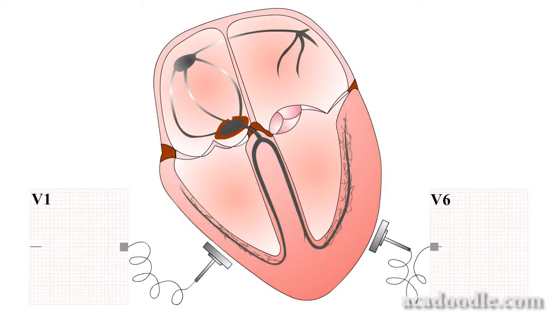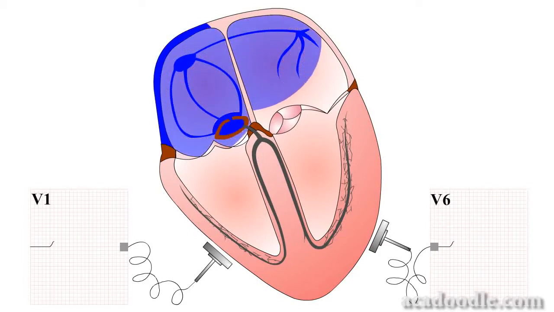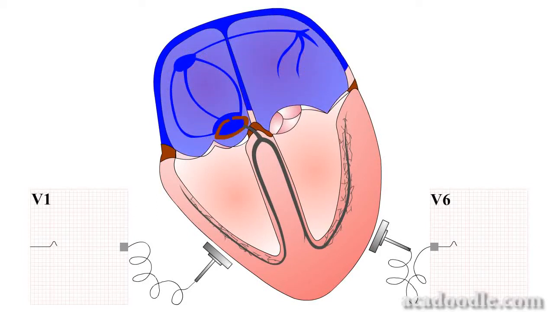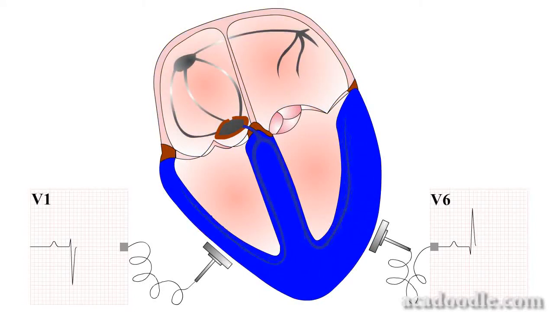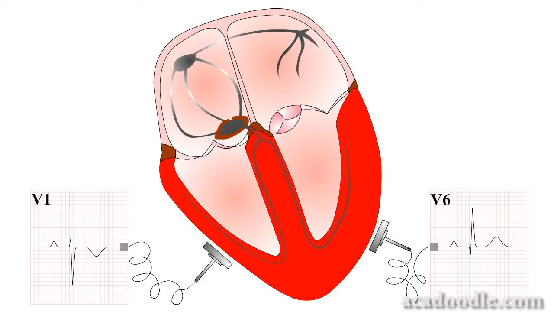The leads of the ECG machine are designed to detect and record these two waves of cardiac electrical activity. The depolarization and repolarization waves spread through the heart in a highly predictable pattern, and to understand the ECG readout, the pattern of spread of cardiac depolarization and repolarization need to be understood.